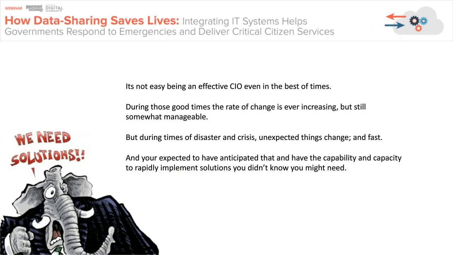Being a government CIO is difficult even in the best of times, and we're not in the best of times right now. During those good times, the rate of change is always increasing, but it's still somewhat manageable. You have the data you need to keep business processes running well enough. If you had more data you could make better decisions, but it's not readily available. You might know what data you could use, but for some reason you just can't get at it. But getting others to share their data is very difficult.